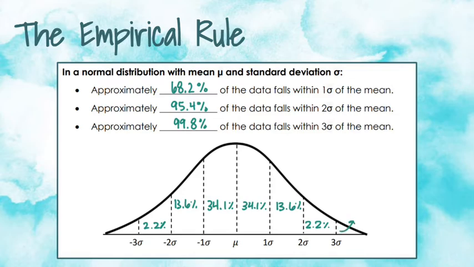And last but not least are these outer edges that are everything past 3 standard deviations. And if 99.8% of the data is in those first 3 standard deviations in these 6 sections, then that only leaves 0.1% for each side or each end of the graph.